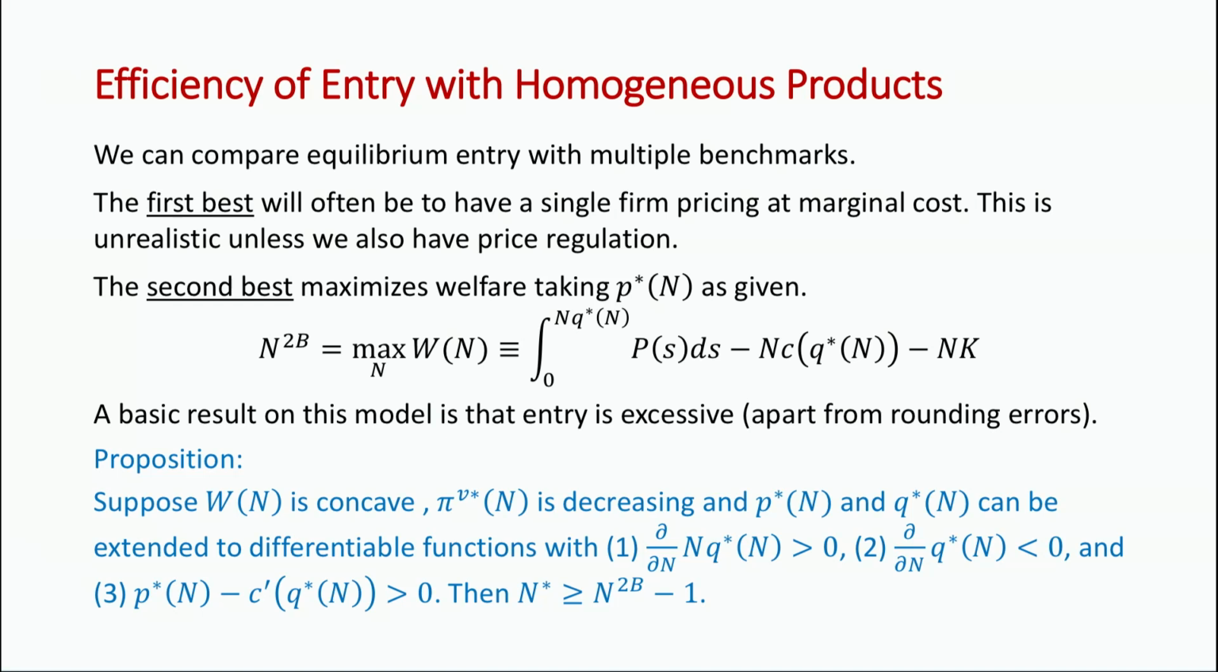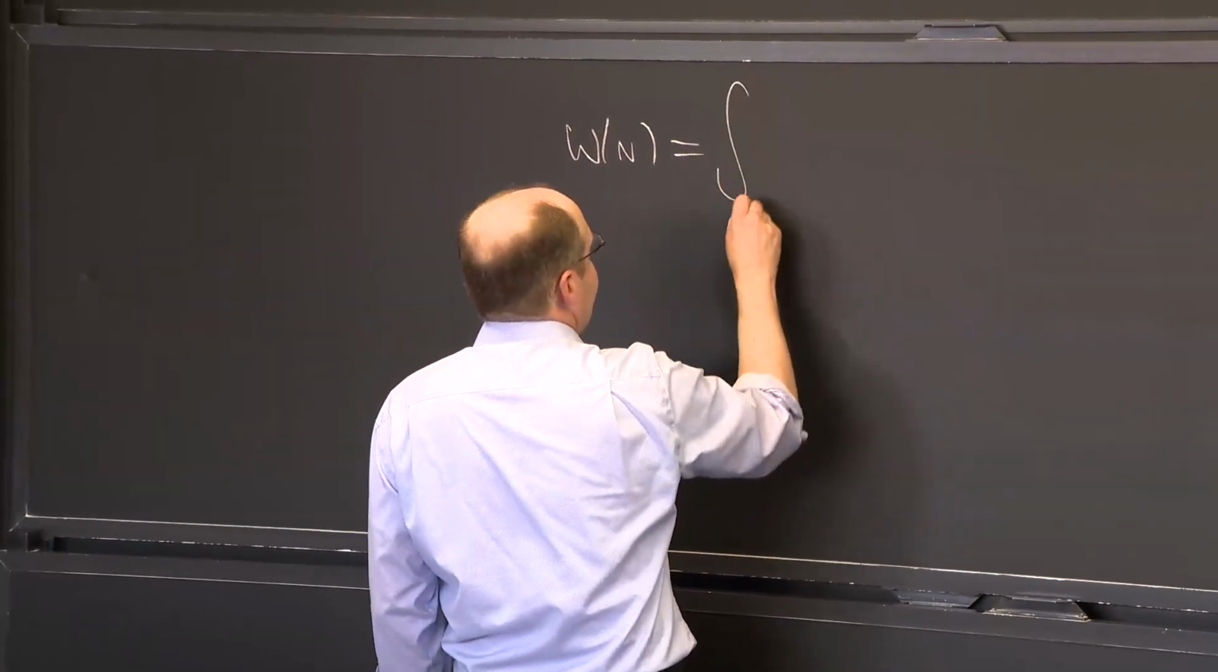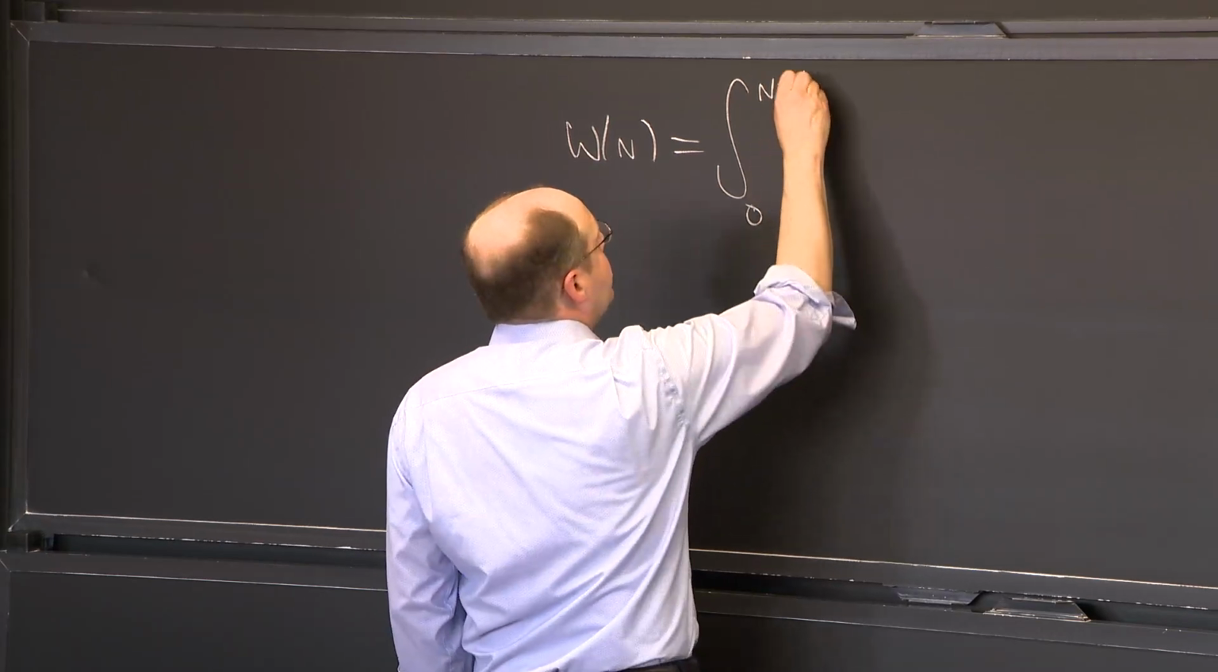So what we often compare it to is the second best, where you take P star of n as given. You can't affect the nature of the competition. And you just say, what would be the optimal number of firms? And given that, P star of n can be determined in equilibrium. And so this would be our welfare calculation. The welfare with n firms is equal to the integral from 0 to n q star of n. Do we do big or little q? Little q.